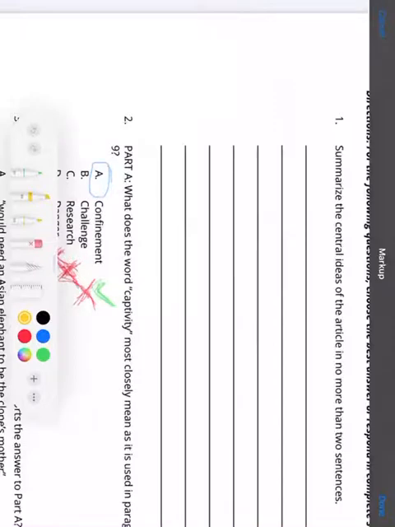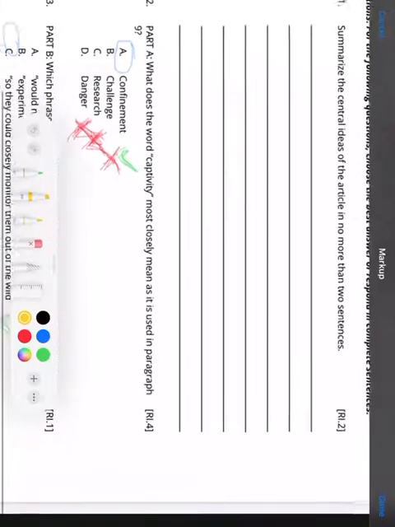Okay? And I'm actually going to turn this sideways so I can write this a little bit better, and so that you guys can see. Sorry if my handwriting is a little bit messy. It's a lot easier for me to write on paper than it is on this, but we'll give it a go anyway. Okay? What is the central idea of the article in no more than 2 sentences? So what was the passage mostly about?